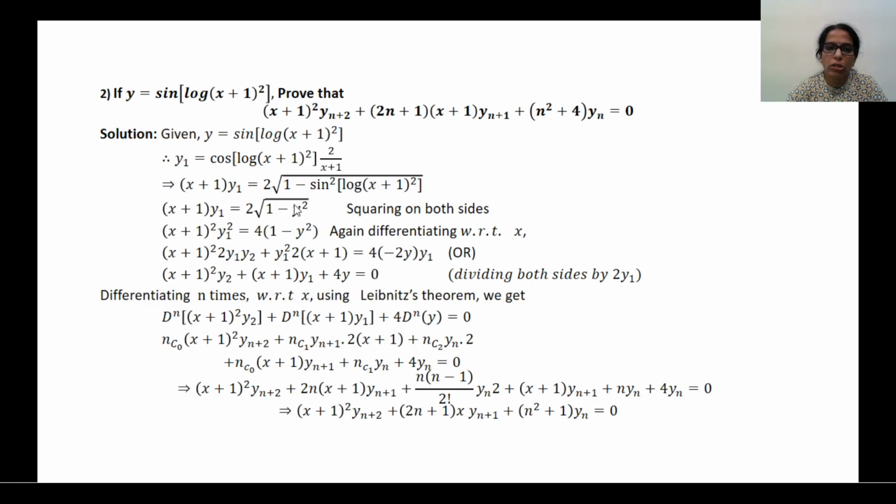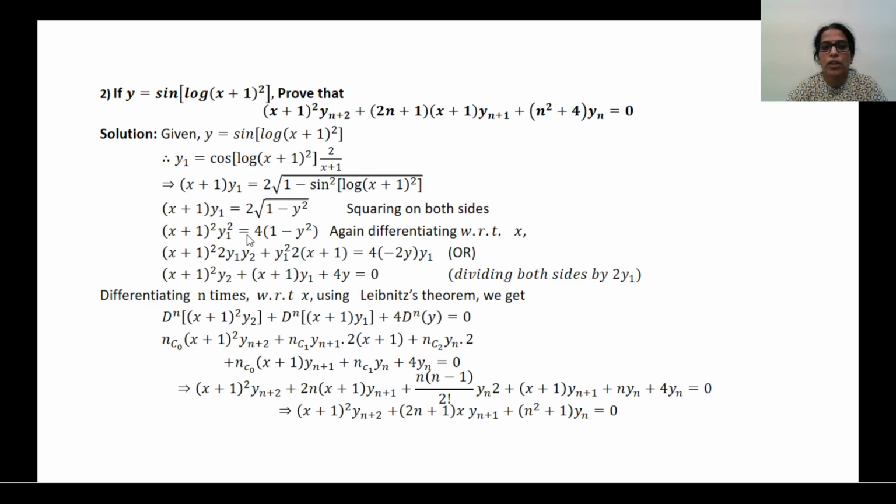Now squaring on both sides, you will get x plus 1 whole square y1 square equal to 4 into 1 minus y square. Now observe what we have to prove. We have to prove x plus 1 whole square yn plus 2. That means we have to find the nth derivative of y2. That is, we require y2.